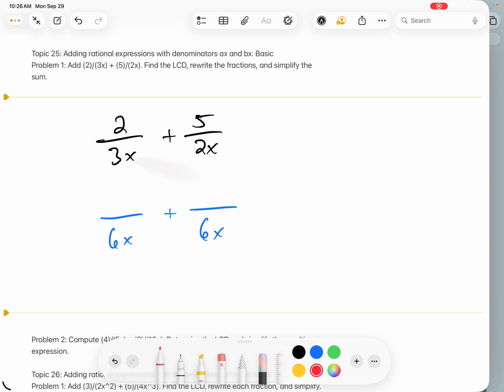So how do I go from 3x to 6x? I would multiply by 2. So I need to multiply the top by 2. How do I go from 2x to 6x? I multiply by 3. So I need to multiply the top by 3. The denominator stays the same. 4 plus 15 would be 19.